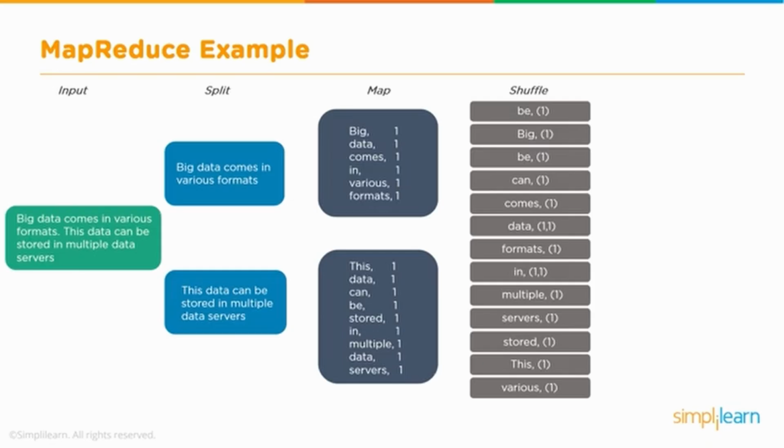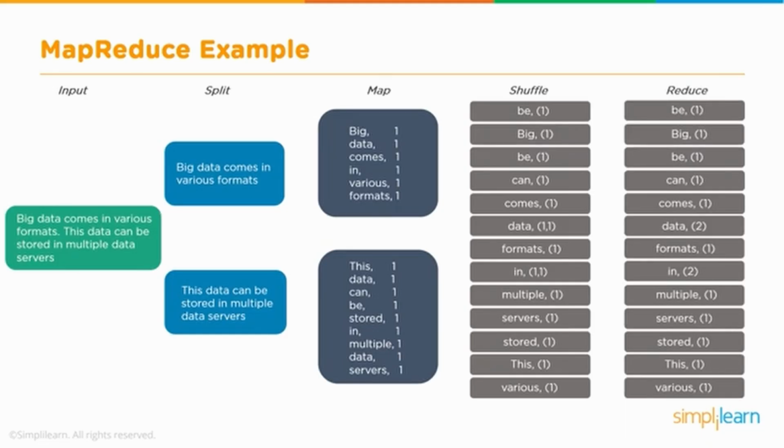Then we would have some kind of sorting and shuffling where similar keys are brought in and kept together so that it becomes easier for further phases. And then you have your reducing, which will then look into keys and values, see if the keys are repetitive, and then basically aggregate the values to give me a total word count.